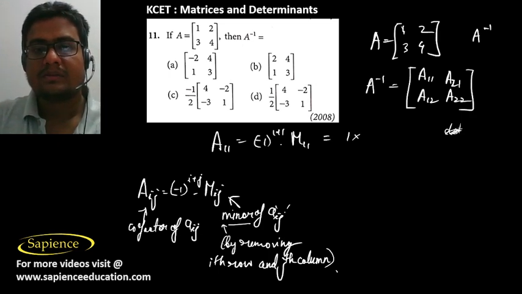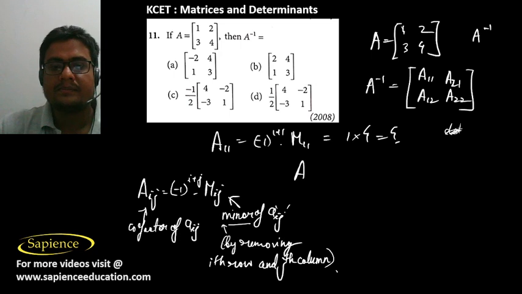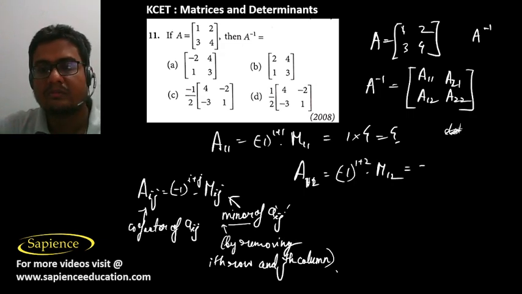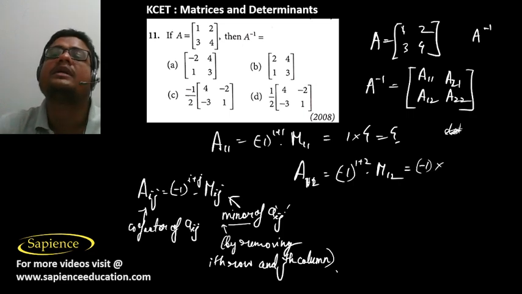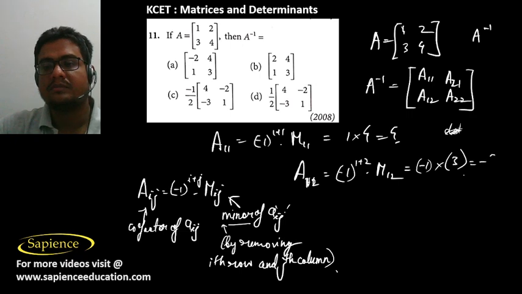So this will be 1 into, M11 means the first row and first column we should remove, so that will be 4. And A12 will be equal to minus 1 whole power 1 plus 2 into M12. So this will be equal to minus 1 into M12, means we have to remove the first row and second column, so we will get 3, so that is minus 3.